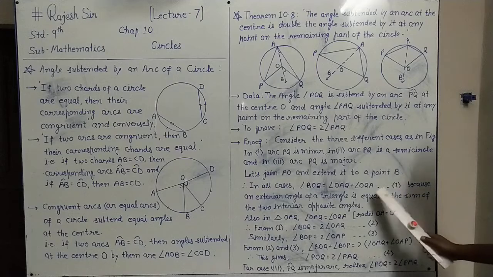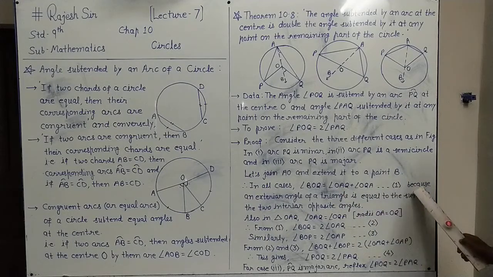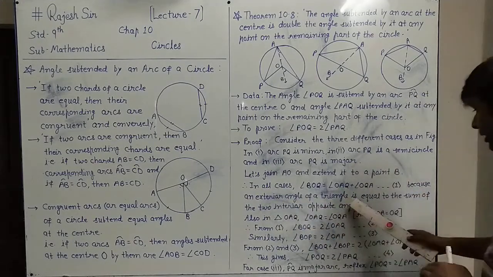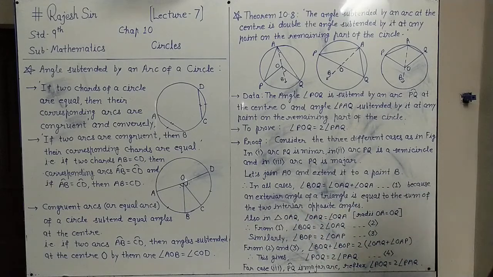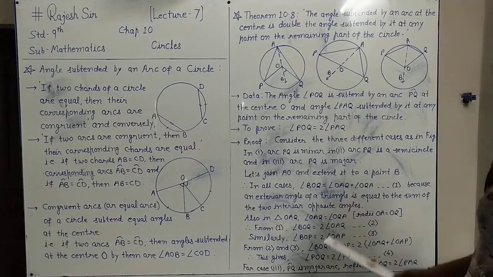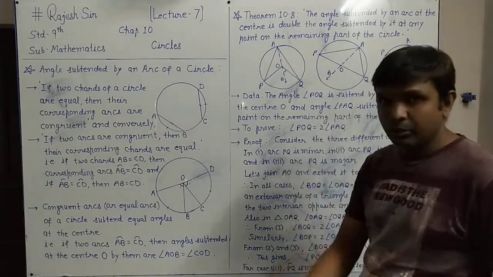The reason here we have, say this is result 1. For this the reason is because the exterior angle of a triangle is equal to the sum of the two interior opposite angles. In the triangle chapter we have seen this. The exterior angle is equal to the sum of the two interior opposite angles.